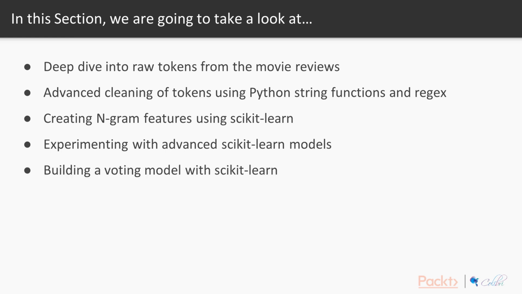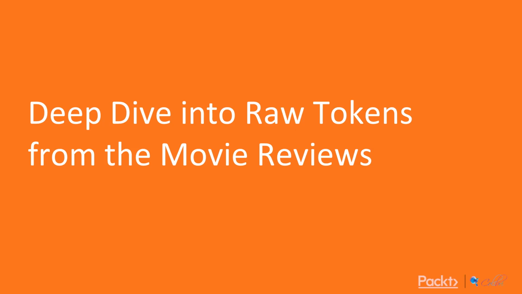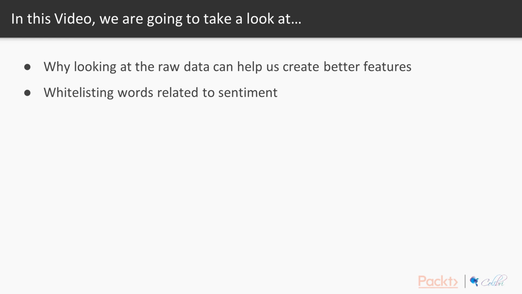In the last video of this section, we're going to build a voting model with Scikit-learn. What that means is we're going to combine the outputs of multiple models and we'll allow them to vote on what's the right answer. So in this video, we're going to start this section by deep diving into the raw tokens of the movie reviews. We're going to take a look at two different things. Number 1, why do we look at raw data, and why does looking at raw data help us create better features? And number 2, whitelisting words relating to sentiment.